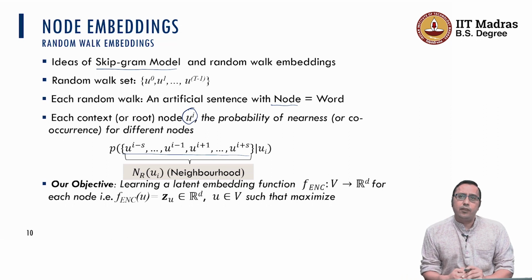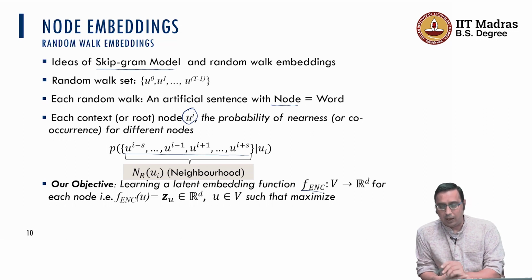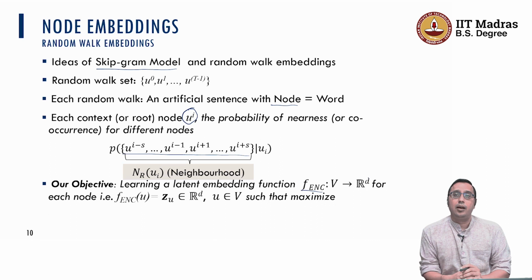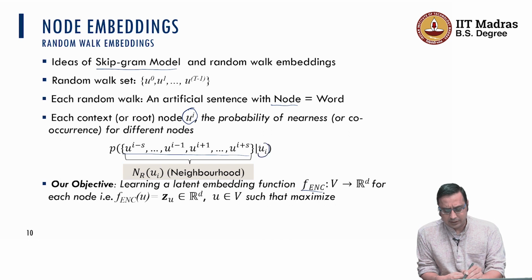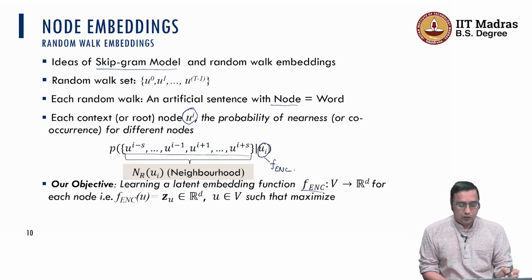And remember, our objective is not only to predict this, but also to learn a latent embedding function f from V to R^d, or we would like to create a lookup table which gives us an embedding of each node in the graph. So we are actually interested not only in u_i, but also in finding out this embedding function phi.